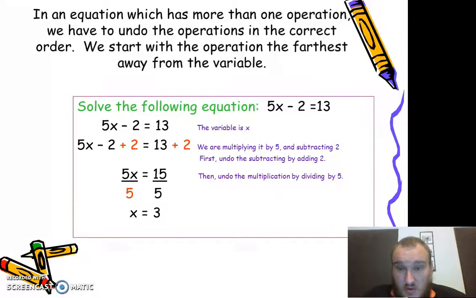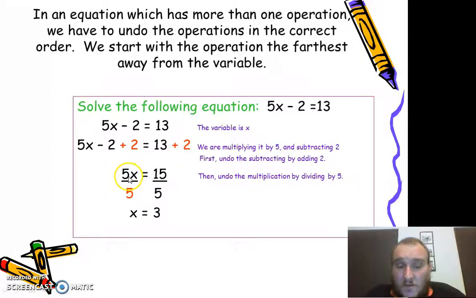What if it has more than just one operation? So we've got 5x take 2 equals 13. So to start with, we're going to try and get our 5x by itself. So we're going to undo the taking of 2. So we're going to add 2. So we add 2 there, we have to do it to both sides, to balance. So then if we do that, we're going to get 5x equals 15.